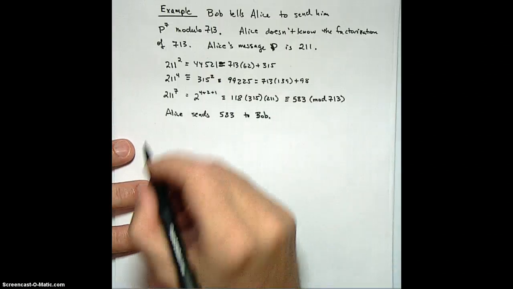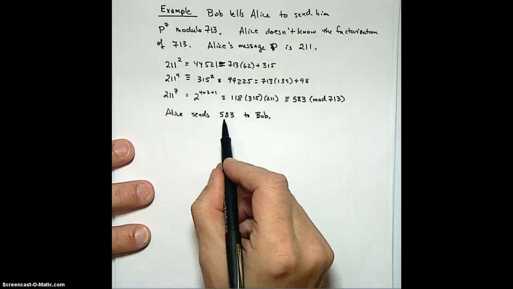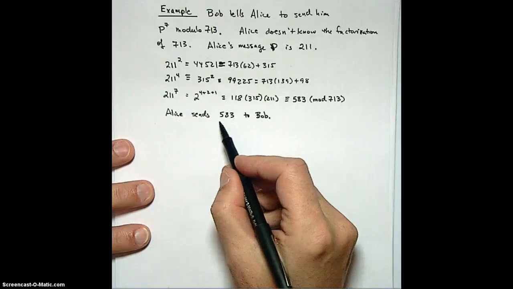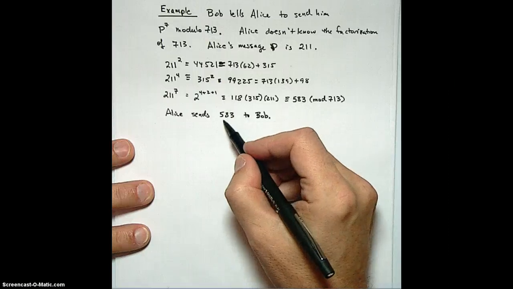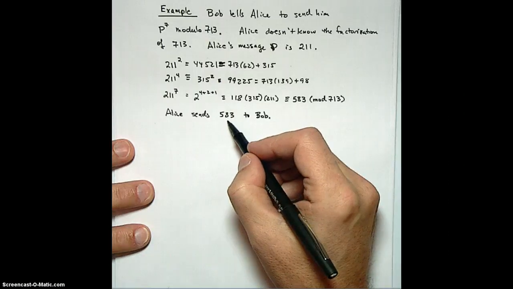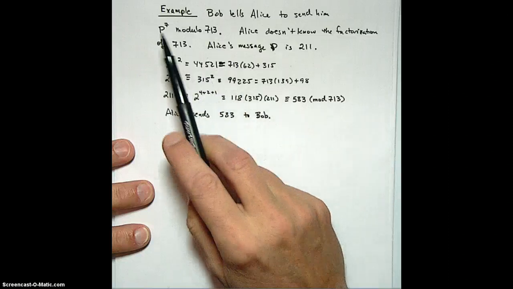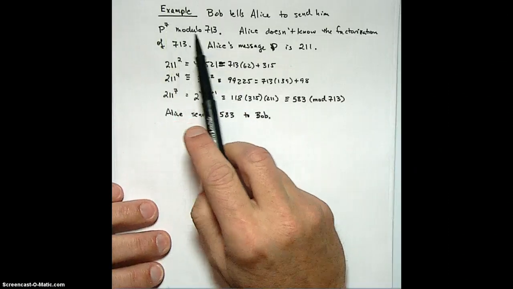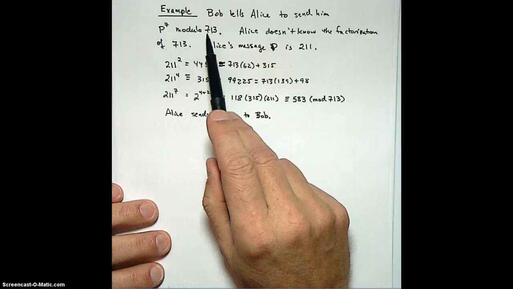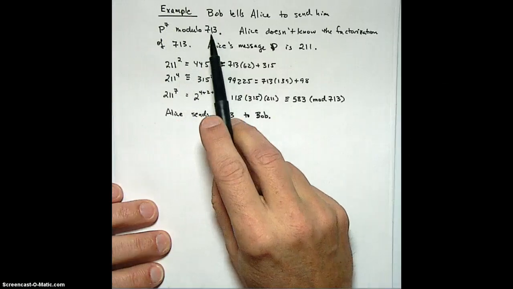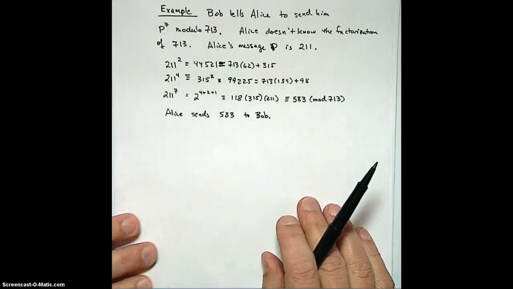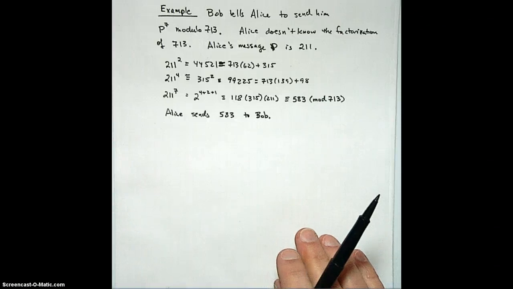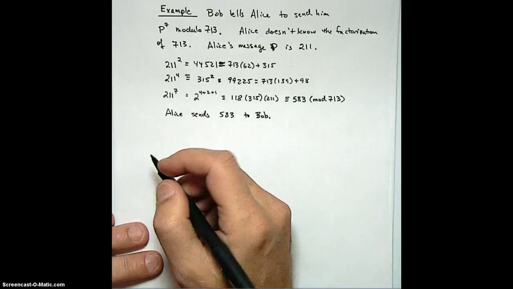Right. So anyway, she sends this number 583 to Bob, and she doesn't care if Eve can see this because she knows that Eve doesn't know the inverse of 7 modulo phi of 713, because she assumes that Eve is not good enough to factor 713. Of course, 713 is not really too hard to factor, but we'll get back to that.